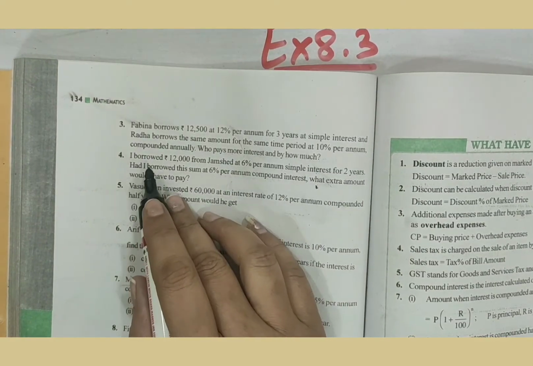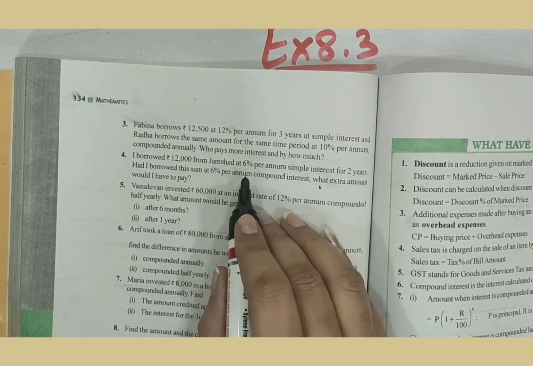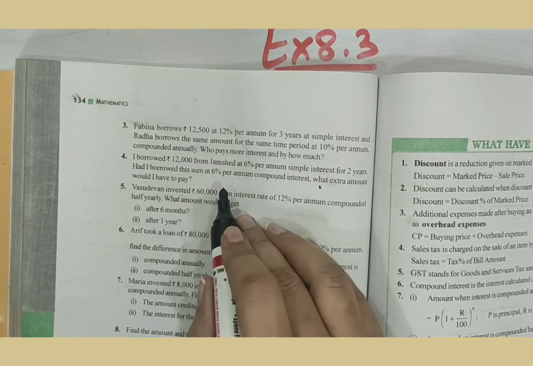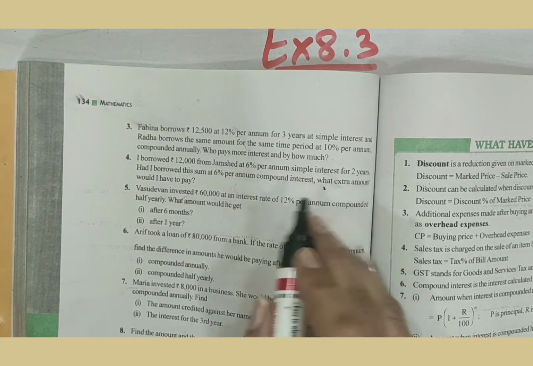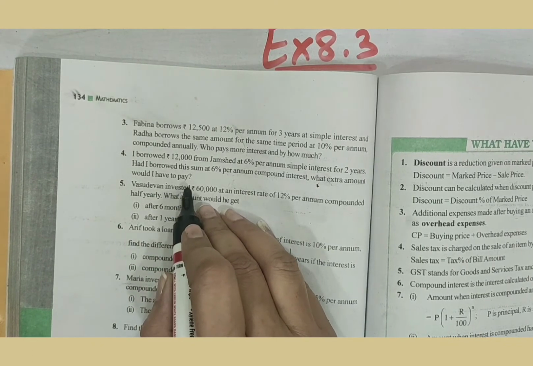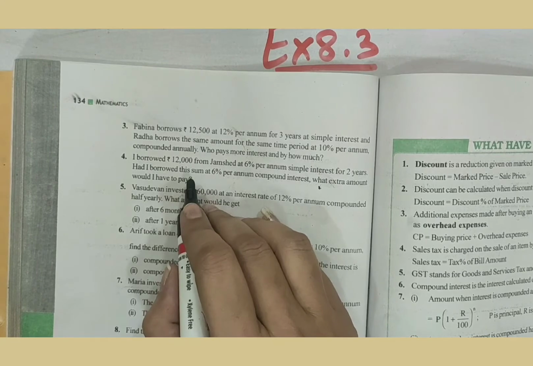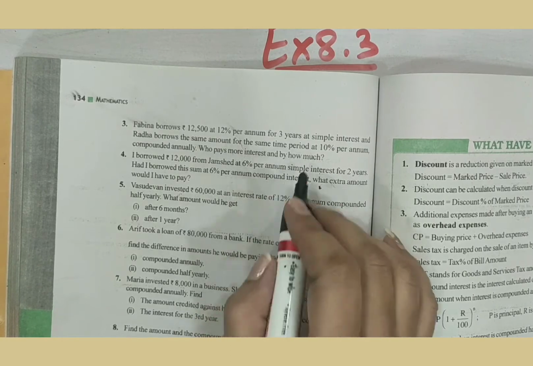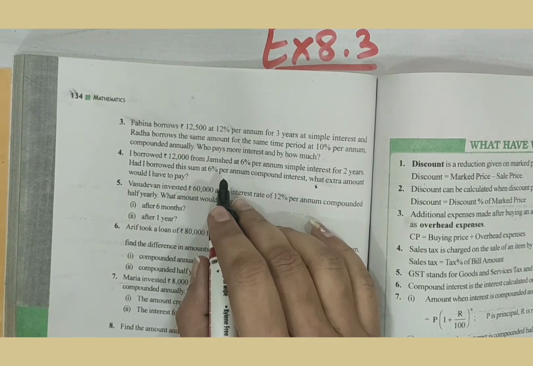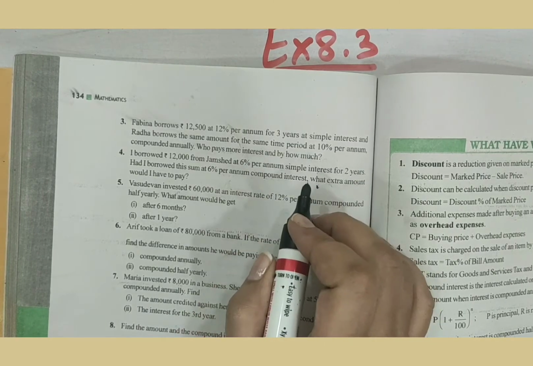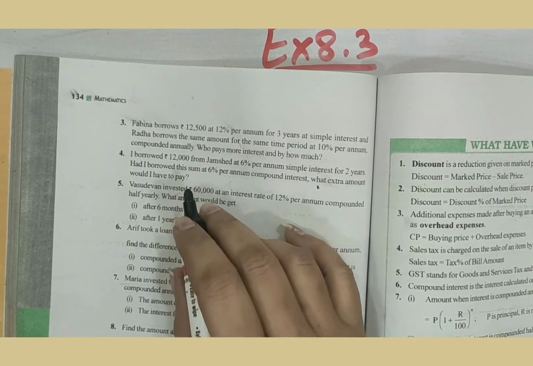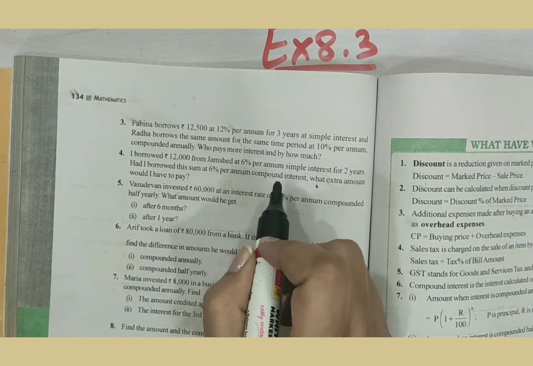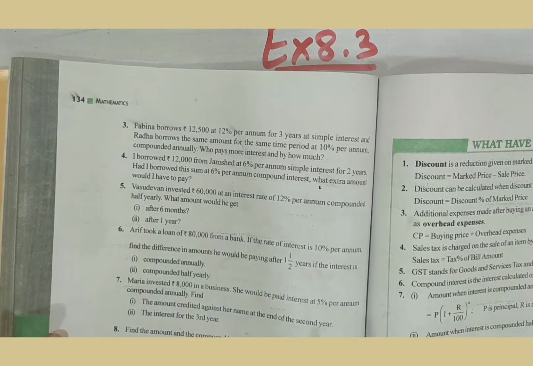Question number 4. I borrowed rupees 12,000 from Jamshed at 6% per annum simple interest for 2 years. Had I borrowed this sum at 6% per annum compound interest, what extra amount would I have to pay? Now suppose here I borrowed 12,000 at 6% for 2 years from Jamshed on simple interest. But same amount, same rate of interest and time, if I borrow it on compound interest, then how much extra would I have to pay? So here we have to calculate amount with the same principal, rate and time for simple interest also and compound interest also, and then we have to compare.